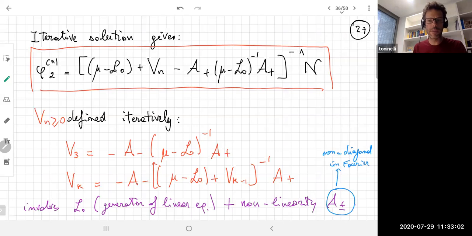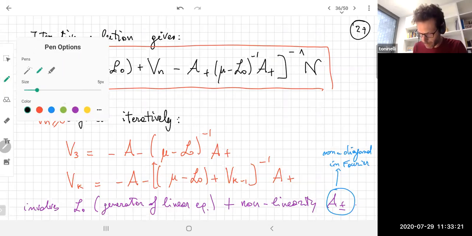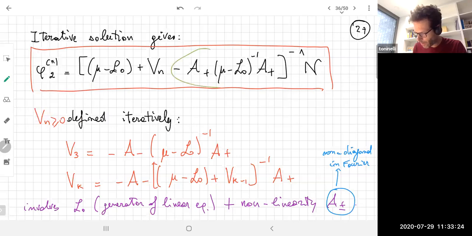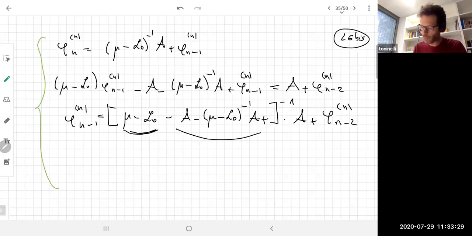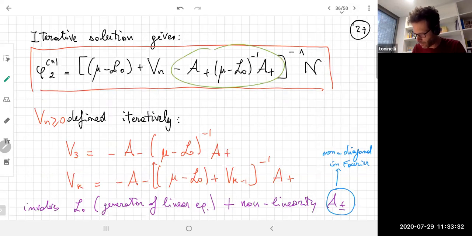Okay, so if you iterate this procedure n times, remember, the only component we really care about is the second component. For the second component, this is what you find. You get the inverse of this mu minus L0 plus this Vn, which I will define in a second, plus this extra operator here. Let me use the green here. This extra operator comes from the first equation, the equation for the first chaos. This is an operator that I can just describe as annoying, because it annoys us a lot during the proofs, but okay, it is there. Inverse applied to n. And this is a solution of your system, the only component we care about.